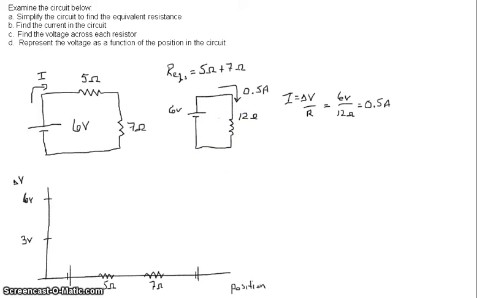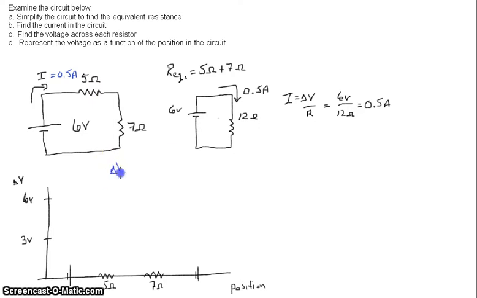Well, if we work backwards now and start looking at this 0.5 amps going through 5 ohms and 7 ohms, we can then find the voltage across each resistor. So since we know this 0.5 amps goes through 5 ohms and 7 ohms, we can state the following.